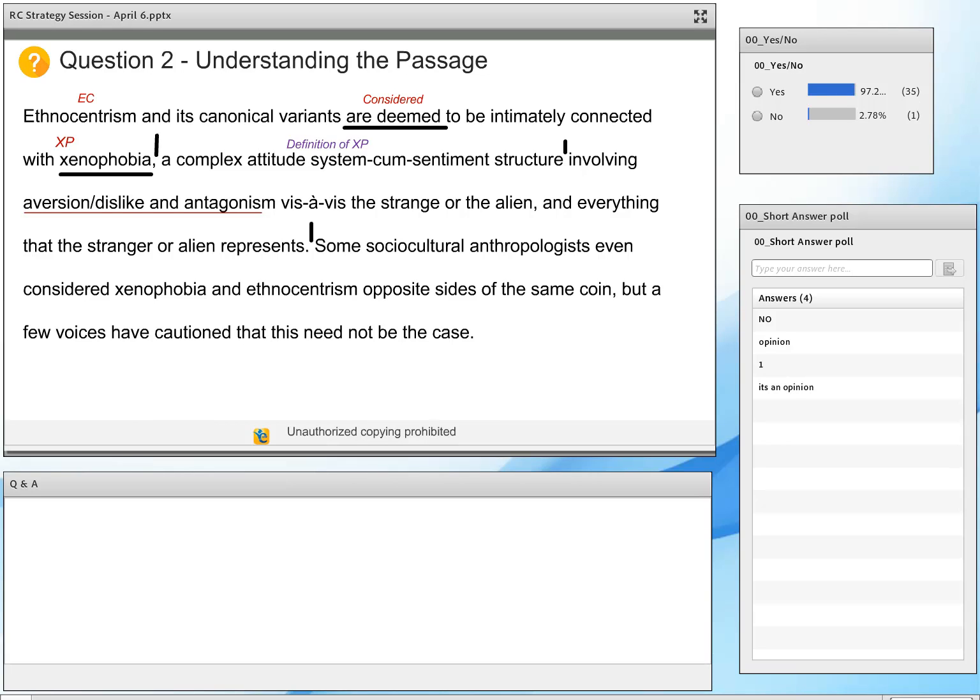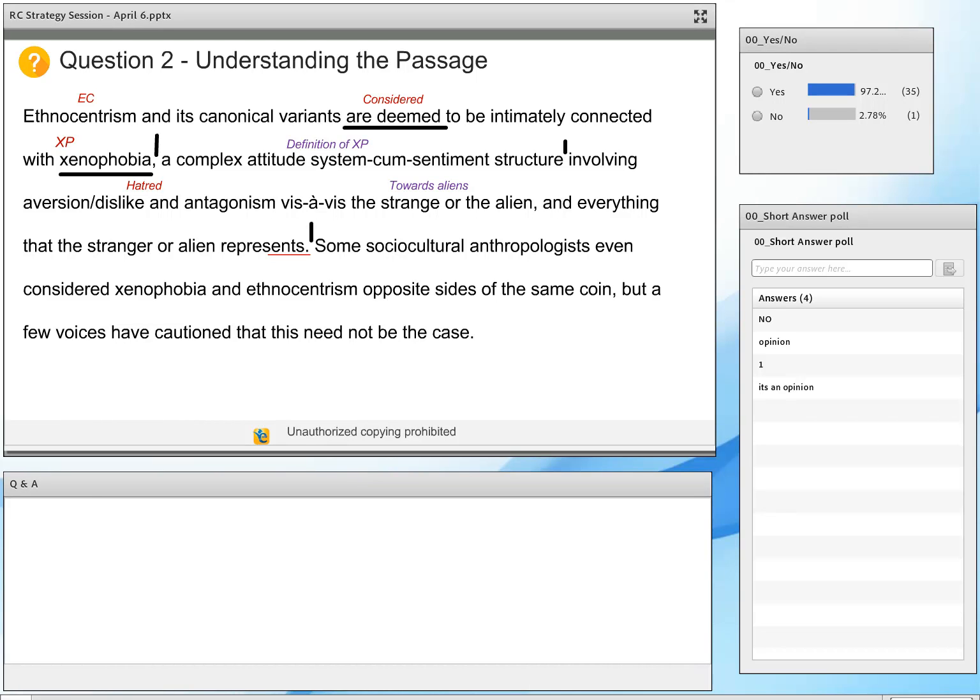Involving aversion/dislike and antagonism. So involving hatred towards the strange or the alien, and everything that the stranger or the alien represents. Okay, so all this is saying is, first of all, what is the role of this entire part? It's a definition of XP. And what is the definition of XP? According to XP, it's a structure that involves hatred towards aliens and everything that the alien represents.